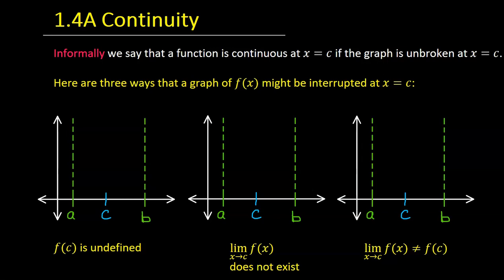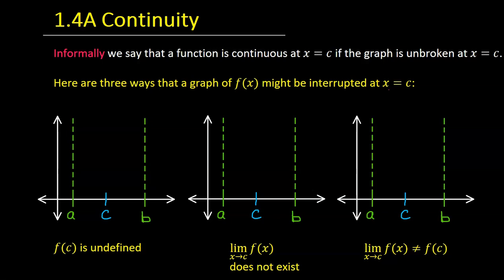In this video, we are going to talk about something called continuity. Informally, we say that a function is continuous at x equals c if the graph is unbroken at x equals c. So here are three ways that the graph of f of x might be interrupted or broken at x equals c. By the way, these breaks in the graph are called discontinuities.